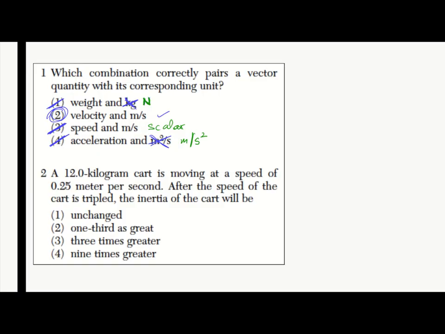Next, question 2, sorry. A 12 kilogram cart is moving at a speed of 0.25 meters per second. After the speed of the cart is tripled, the inertia of the cart will be... okay, so we're tripling the speed and we're seeing how inertia is affected. Well, we should know that inertia is equivalent to mass, and mass alone. So it's going to be unchanged. That's why it's choice 1. If you're changing your speed, it has nothing to do with the mass, and so your inertia is unchanged.